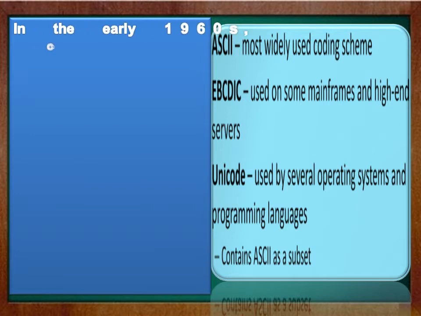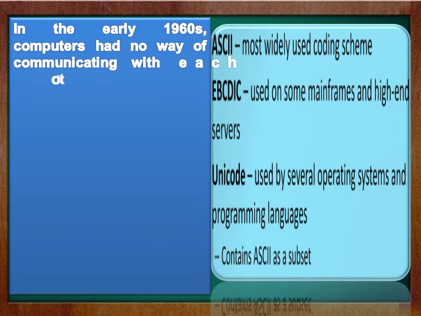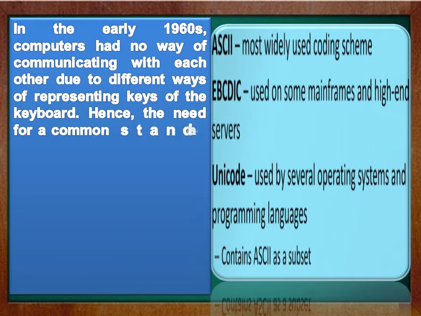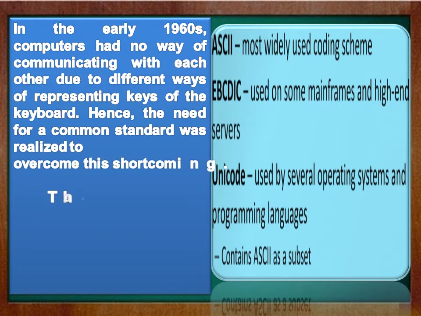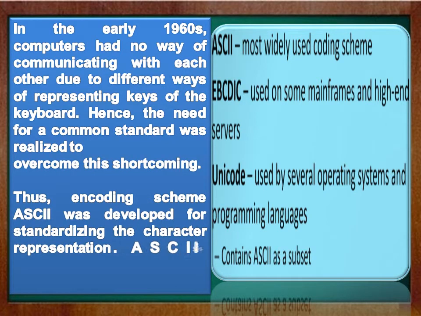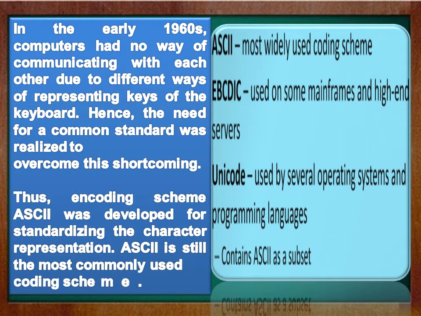In the early 1960s, computers had no way of communicating with each other, due to different ways of representing keys of the keyboard. Hence, the need for a common standard was realized to overcome this shortcoming. Thus, encoding scheme ASCII was developed for standardizing the character representation. ASCII is still the most commonly used coding scheme.